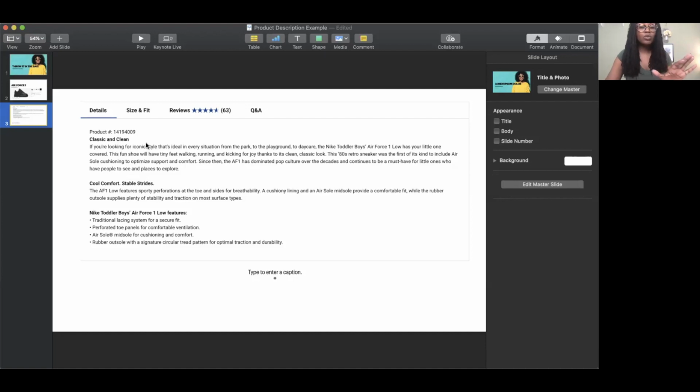I'm not going to read this word for word. Again, you can just rewind the video and look it over. But I talk about the iconic style. I also mentioned that this shoe is ideal for the playground, for daycare, for going to the park, right? Speaking to a need, speaking to a problem.